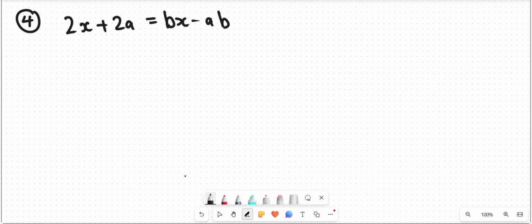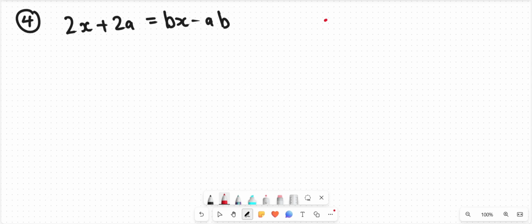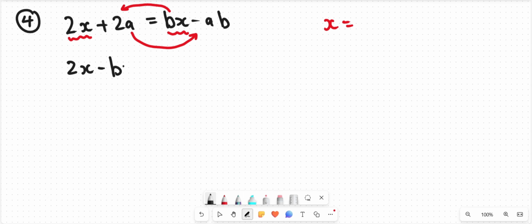Alrighty, so for example 4, we're asked to make x the subject. This is an example that includes a little bit of factorization. How do I know it's factorization? Because we have x in 2 terms there. So I need to bring all the terms with x to one side and take all the ones that don't have x to the other side. So the bx is going to come over, and if it comes over, it becomes a negative. The 2a is going to go over to the other side, and it becomes a negative 2a.